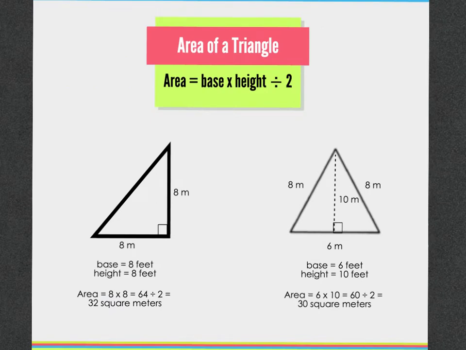So when we talk about triangles, our formula is area equals base times height divided by 2. In this triangle over here, we have our base of 8 and our height of 8. So we would do 8 times 8, which is 64, and then divide that by 2 and get 32 square meters, or 32 meters squared.